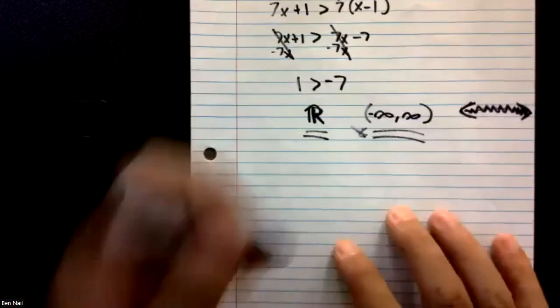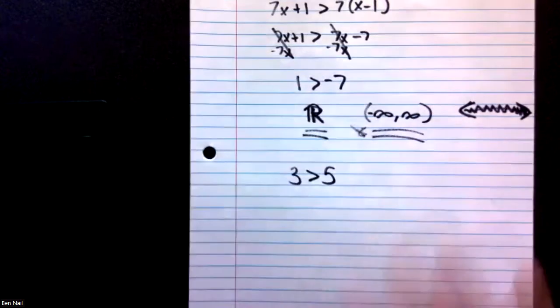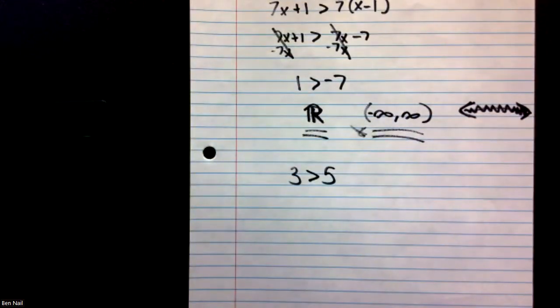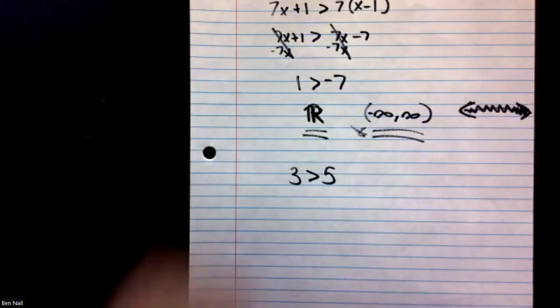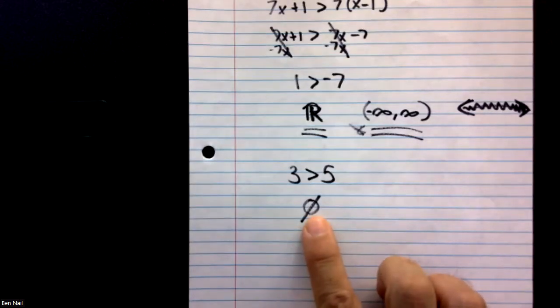If I did a similar problem and say we ended up with something like this, 3 is greater than 5, which is never going to happen. That is not at all possible. Okay, that is a no solution situation, and that's the symbol you would use there. So if something will never work, then we say there is no solution, or we use the symbol for the empty set.